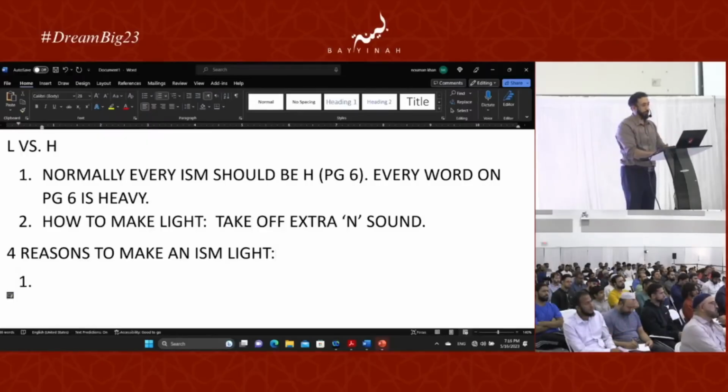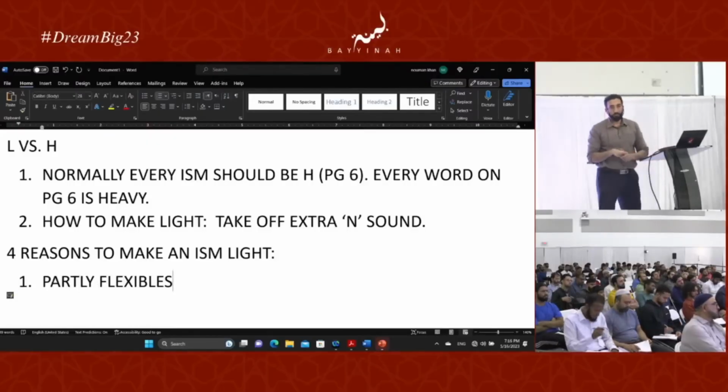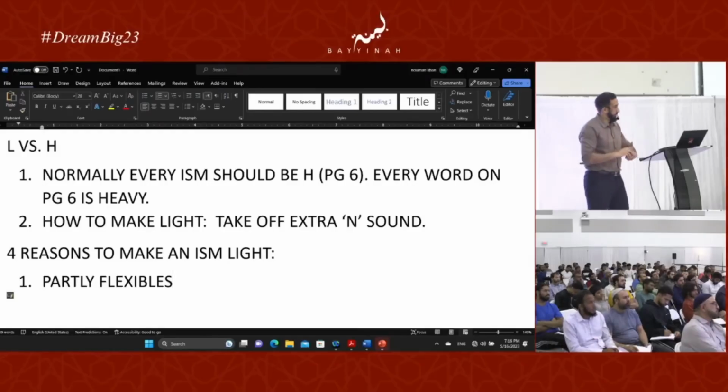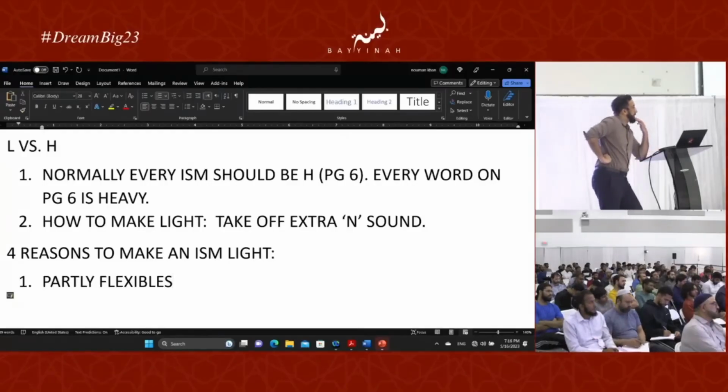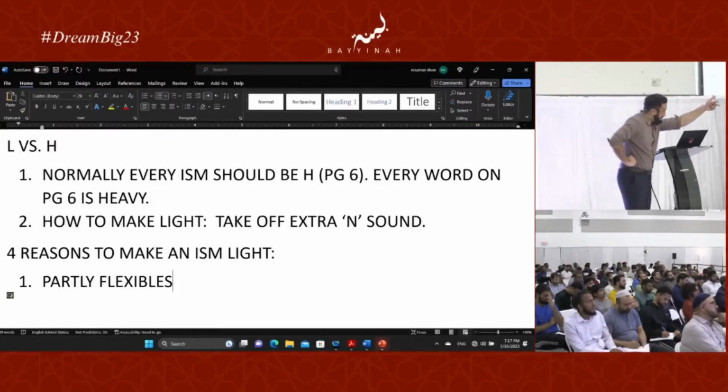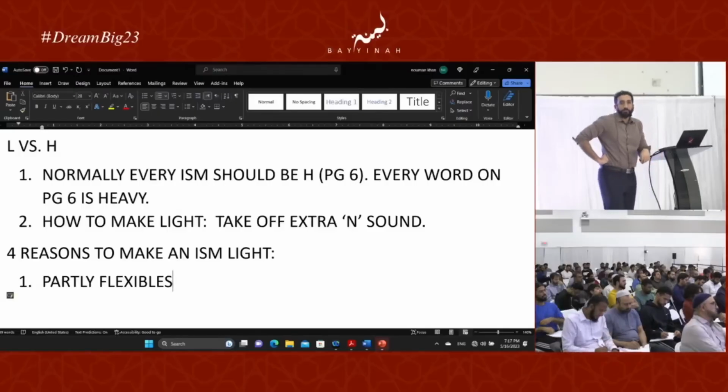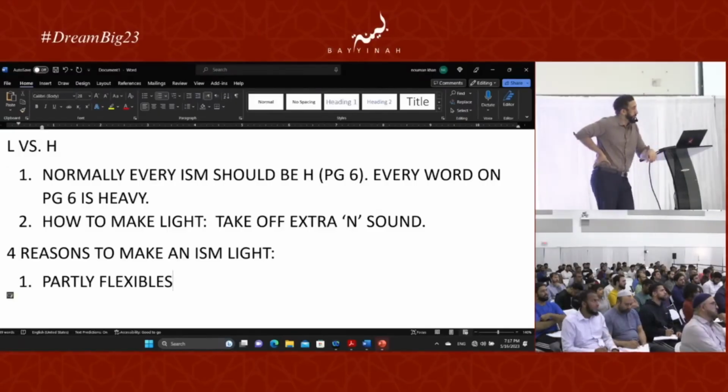Number 1, partly flexibles. Do you know what that is? Give me an example of a partly flexible. What are the 2 categories you know of partly flexibles? Places and non-Arab names. And what did you learn about them? U, a. Isn't that light? That's category 1. I taught it to you without telling you. Okay.